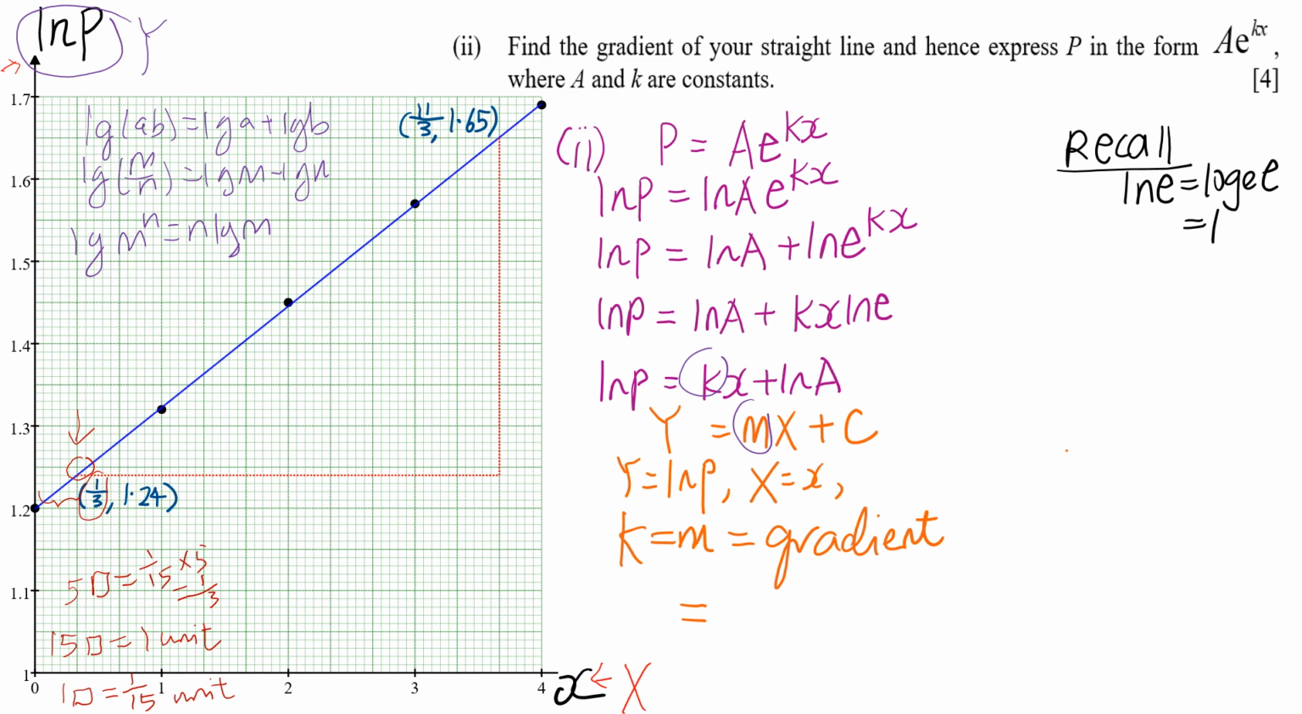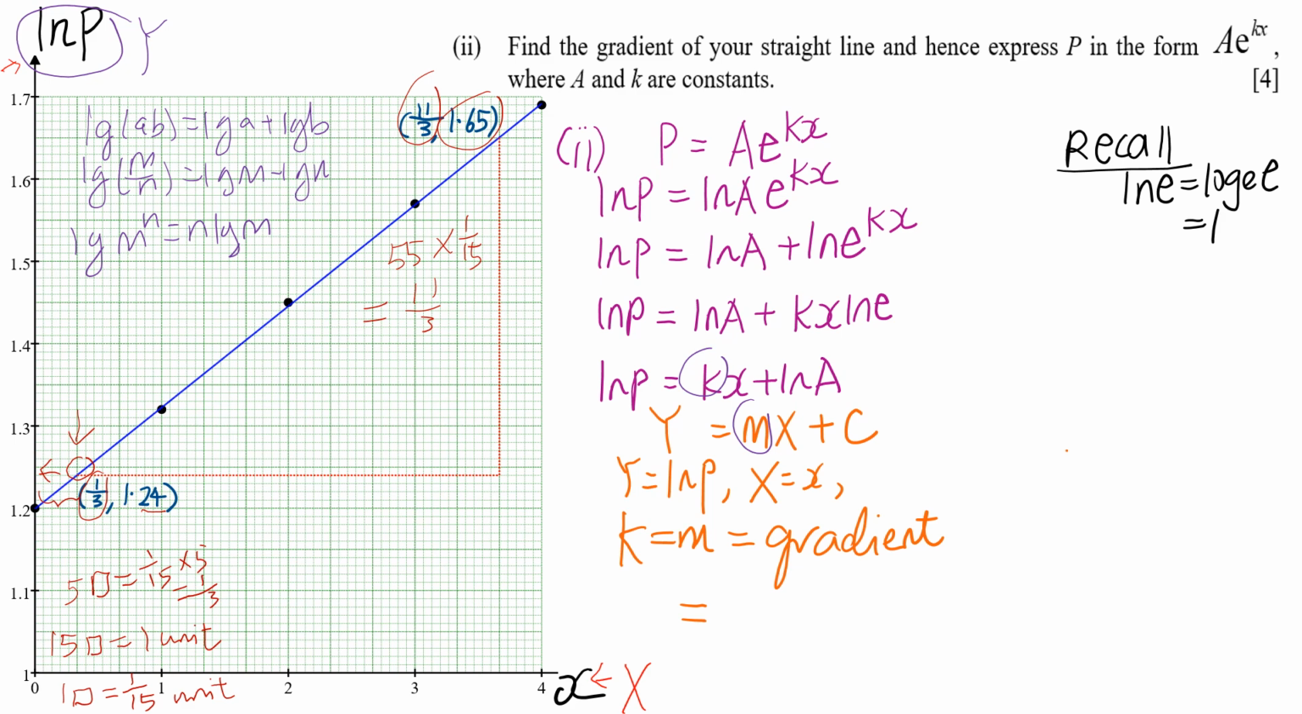And 1.24, of course, you have to read it off from your vertical axis. Let me explain how you get this. Let's count the number of small squares I have: 5, 10, 15, 20, 25, 30, 35, 40, 45, 50, 55. So that will be 55 times 1 over 15, which is 11 over 3. Then of course this value you have to read off from the vertical axis.